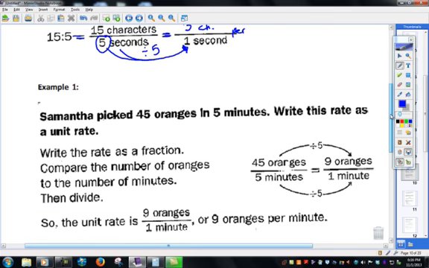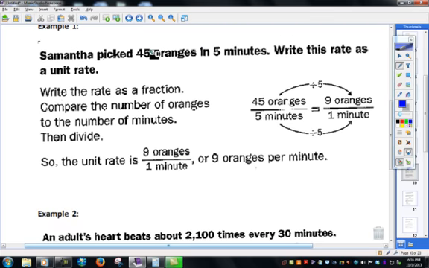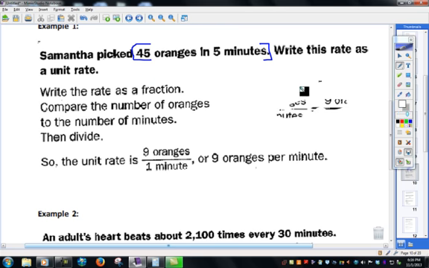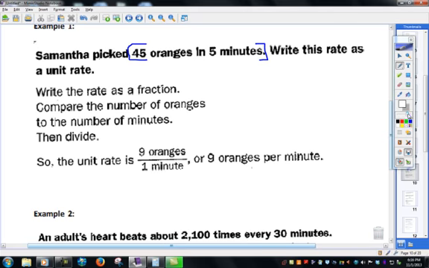Okay, so let's go down here. Samantha picked 45 oranges in 5 minutes. I think we had a similar example to this earlier. Write this rate as a unit rate. Now again, I'm just going to get rid of this. I know you have it. You don't have to worry about scribbling it out or anything. I just want to show you how I would attack this problem.